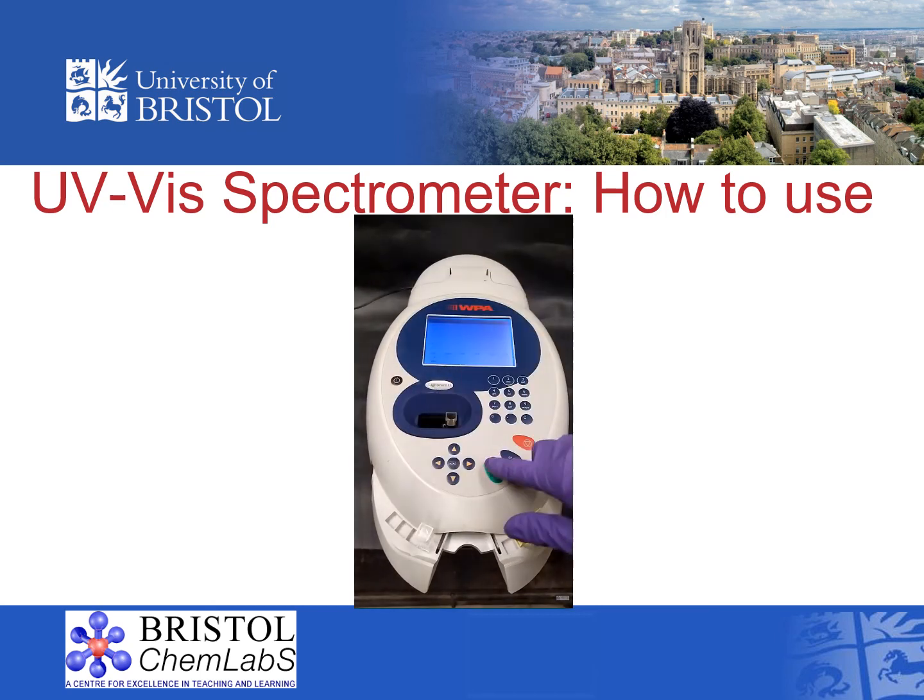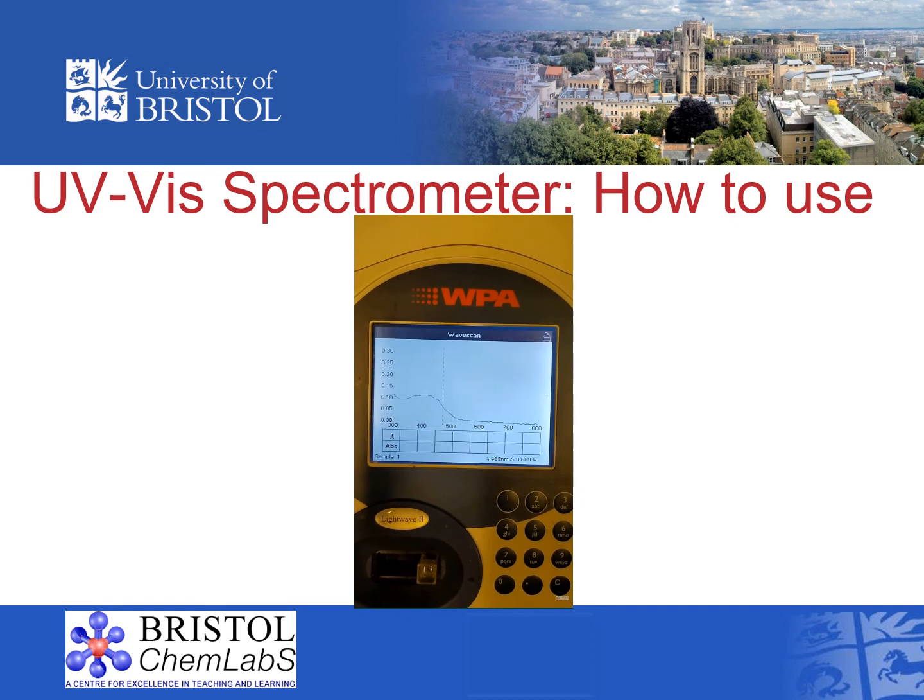Firstly, we remove the blank and place the first sample cuvette into the machine. The machine shines the selected range of light through the sample, 300 to 800 nanometers, and displays the results once finished. The maximum absorbance wavelength of the yellow food dye is 418 nanometers, so the wavelength is set to this.